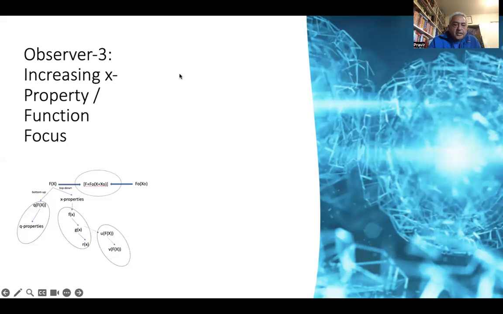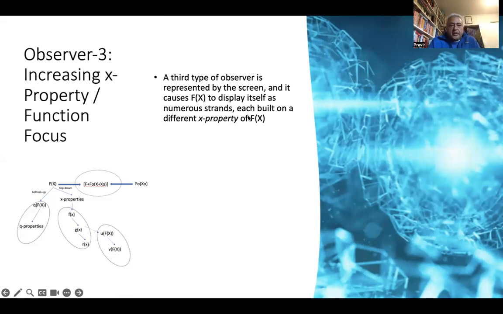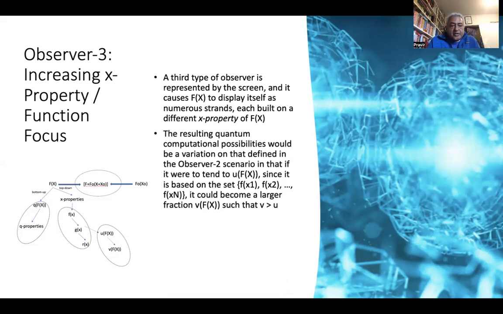Now, let's consider a third observer. And the third observer can be thought of as represented by the screen. And we know by default that the screen is displaying X properties of Fx in the form of the Fx actor. And so there's a different kind of wholeness that's already represented there. And so what this possibility represents is building on function and moving towards UFX and VFX in a more secure way.